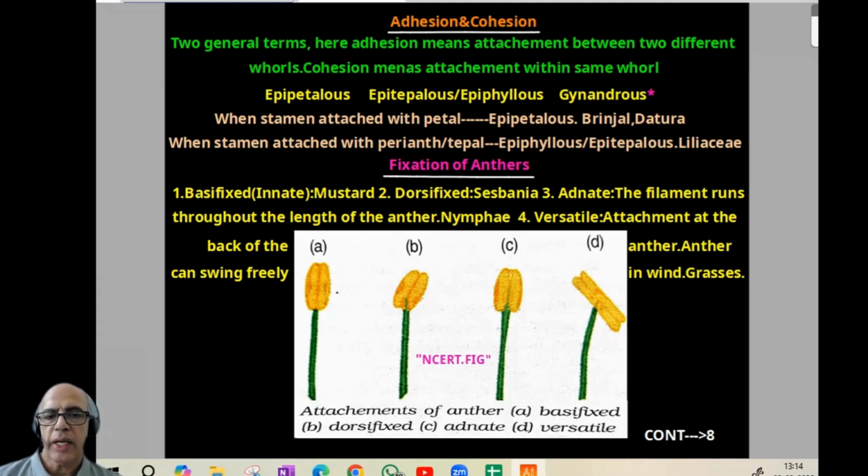When stamens are attached to the petals, it is called epipetalous, as in the case of brinjal and datura, Solanaceae. When stamens are attached to the perianth or tepals, it is called epiphyllous or epitepalous, as in Liliaceae.